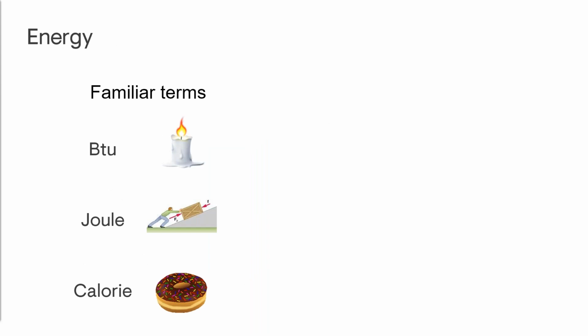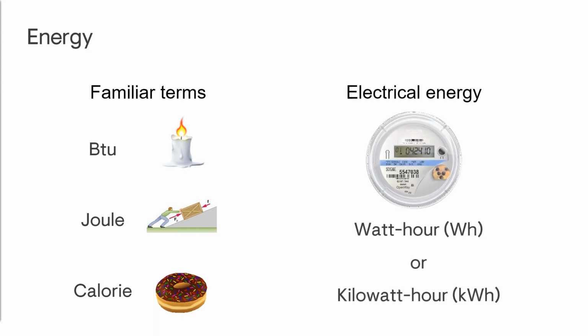The terms power and energy are often used interchangeably incorrectly, but when sizing energy storage, it's critical to understand the difference. Energy has many familiar names that we've learned probably from high school chemistry, like BTU, joule, and calorie. But when talking about electrical energy, the unit that we use is the watt hour, or more commonly, 1,000 of these, which is a kilowatt hour, kWh.